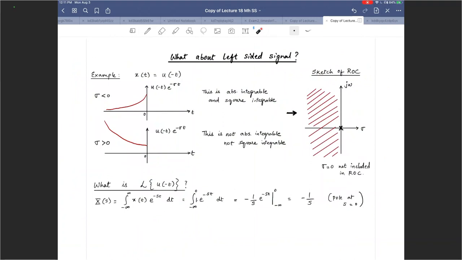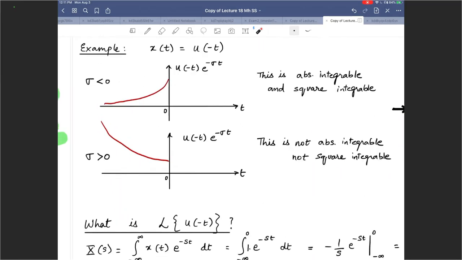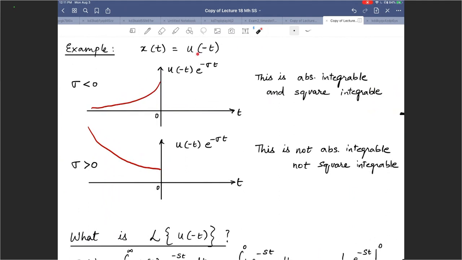Now, what about a left-sided signal? What about signals like u of minus t? Where is the region of convergence for them? How can we view them using the time domain view of the signal? Let's take a look at this. You have u of minus t, and we have borrowed the term e to the minus sigma t here as well as here. They are moving to the left. They are both left-sided signals.